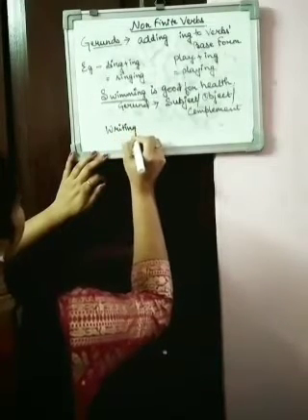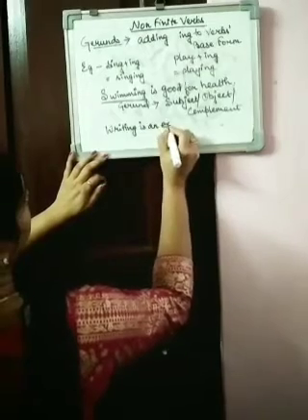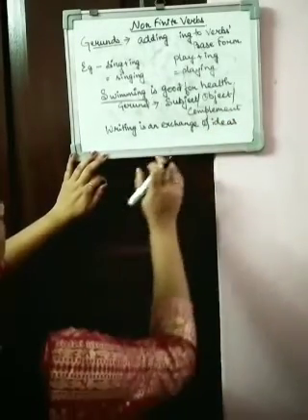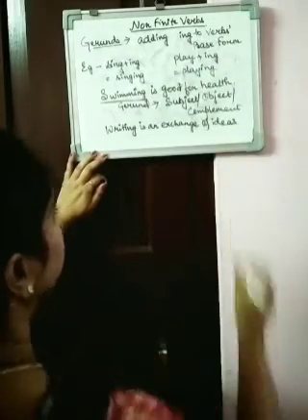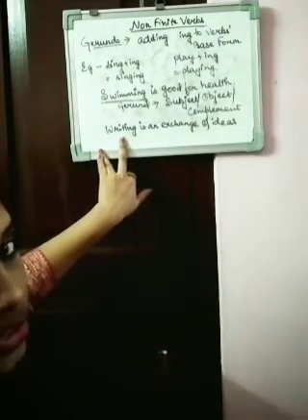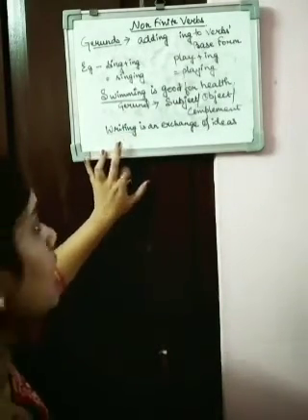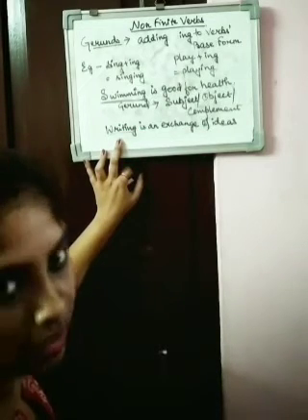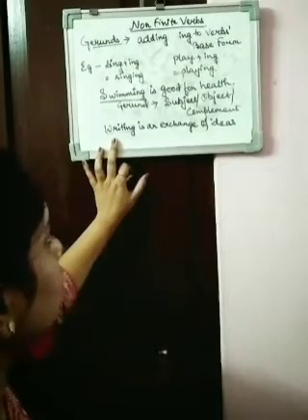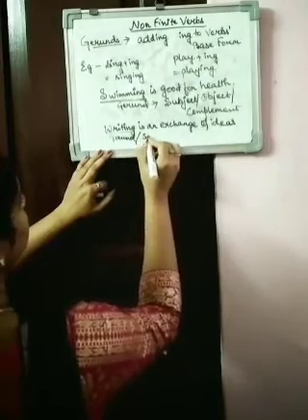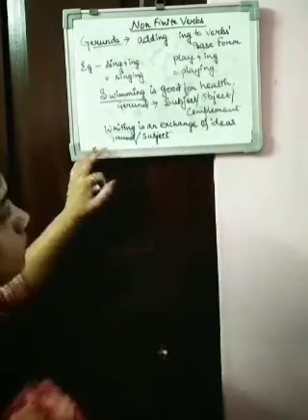Writing is an exchange of ideas. Okay, this sentence. Now in this sentence, what is the gerund? This is the gerund. Yes, writing, this is the gerund. Now this is acting as what? Subject or not? Yes, we are talking about writing. So this is a gerund and this is acting as subject. Clear?